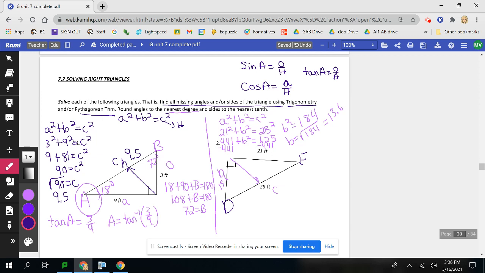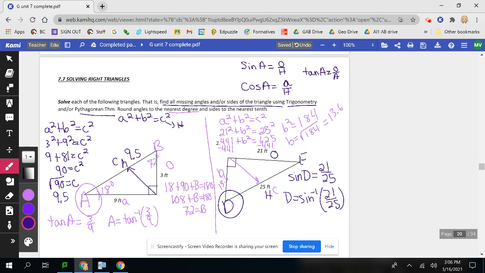So to find D, and again, you could find either one, 21 is opposite, 25 is my hypotenuse. So to find D, I'm going to use the sine, because sine is opposite over hypotenuse. So sine of D is 21 over 25. Since I know the sine, to find the angle, I do the inverse sine of 21 over 25.